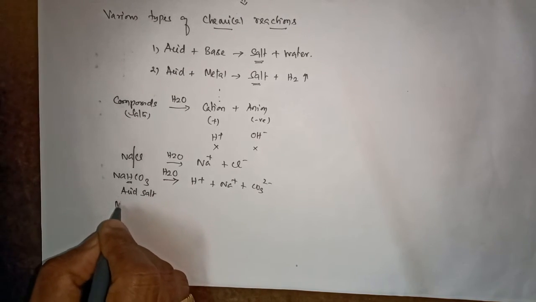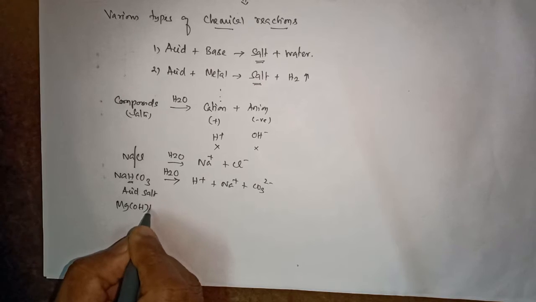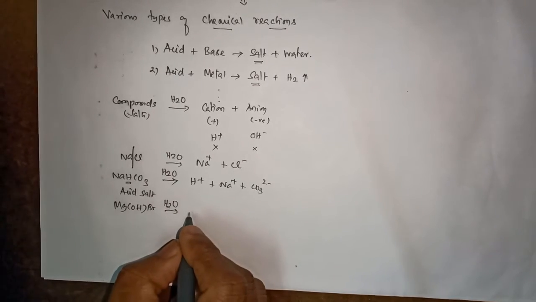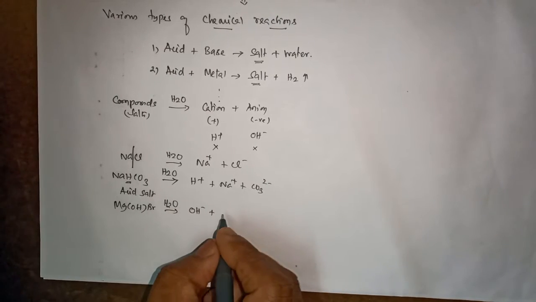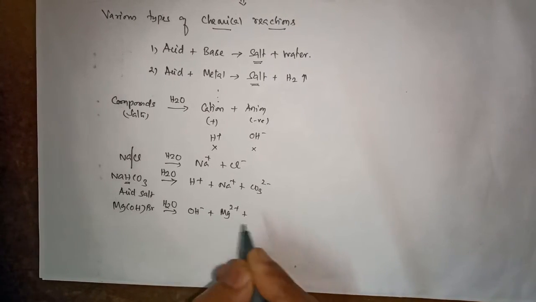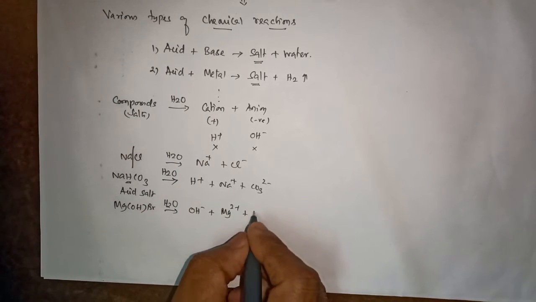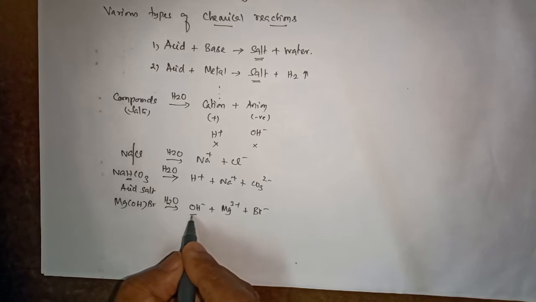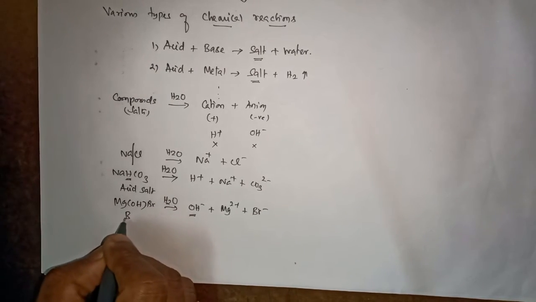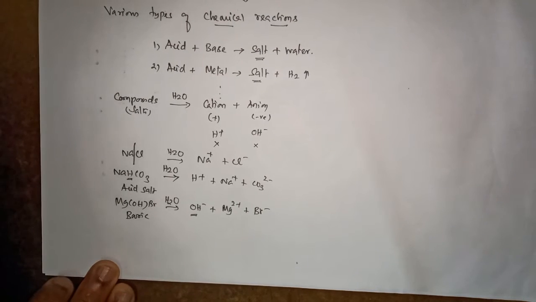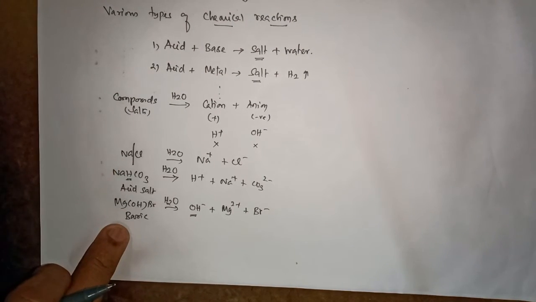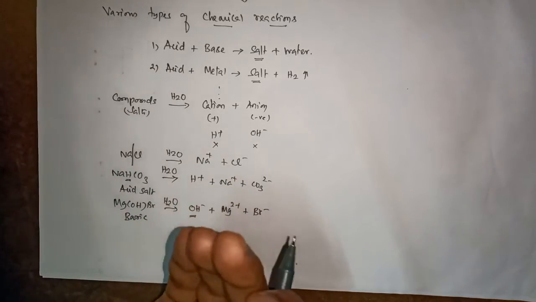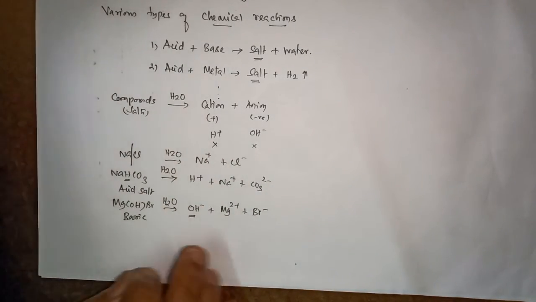Suppose I take a basic salt, magnesium hydroxy bromide, and I dissolve this in water. What happens to this? It is giving OH minus ion plus magnesium 2 plus ion plus Br minus ion. So it is giving OH minus ion, so I say it is called basic salt. So acid salts, basic salts. Some other definitions are also there. First we see now what are salts.